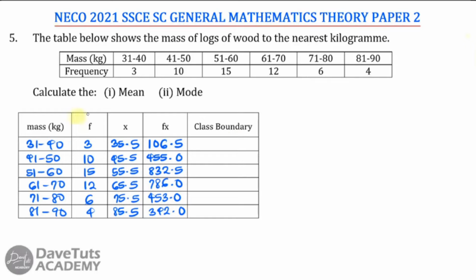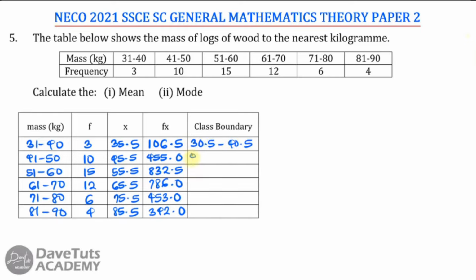Now, for us to get the class boundary, just look at the last entry in this first data set and the first entry in this, and try to find the midpoint between them. That midpoint in this case is going to be 40.5. So in the first case, at the upper class boundary, we are adding 0.5 to 40, and at the lower class boundary, you are going to subtract 0.5 from 31. You have it as 30.5 to 40.5.